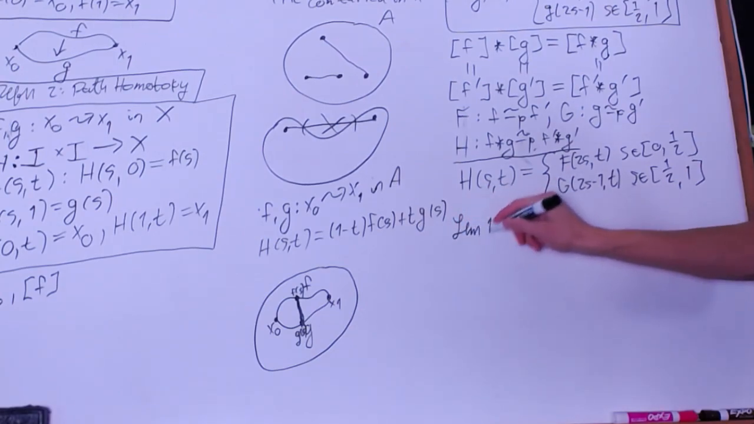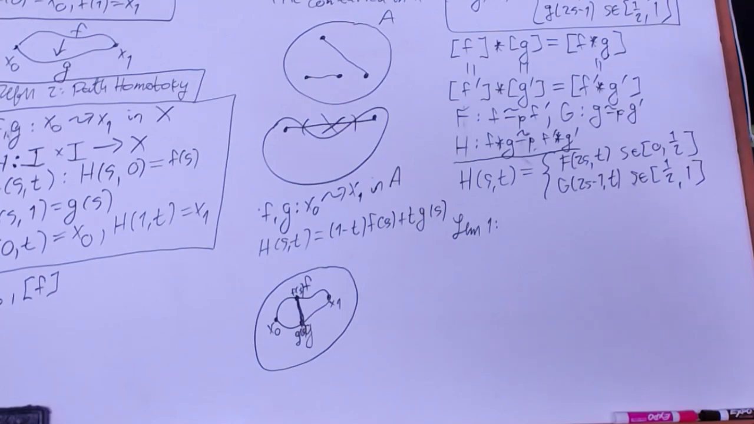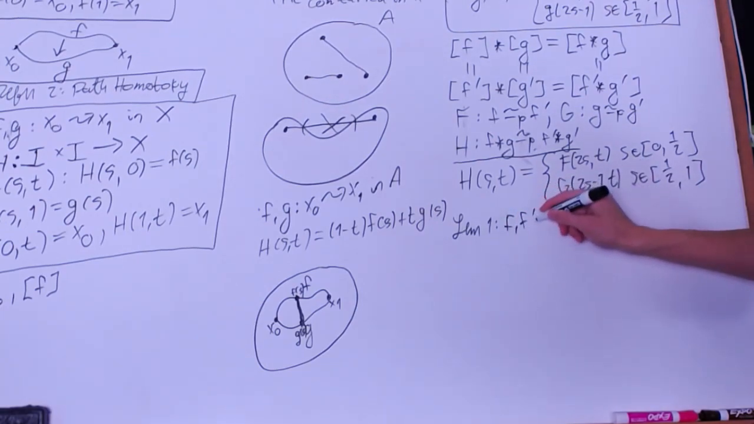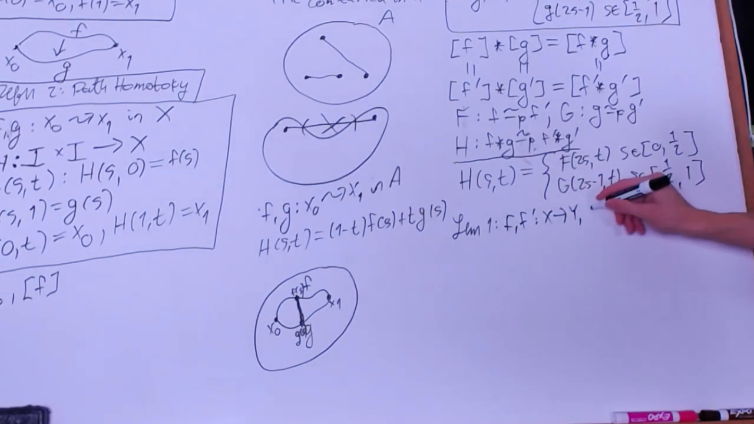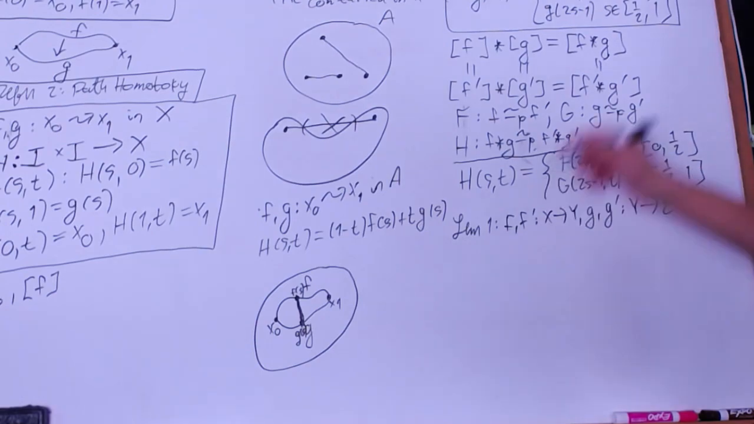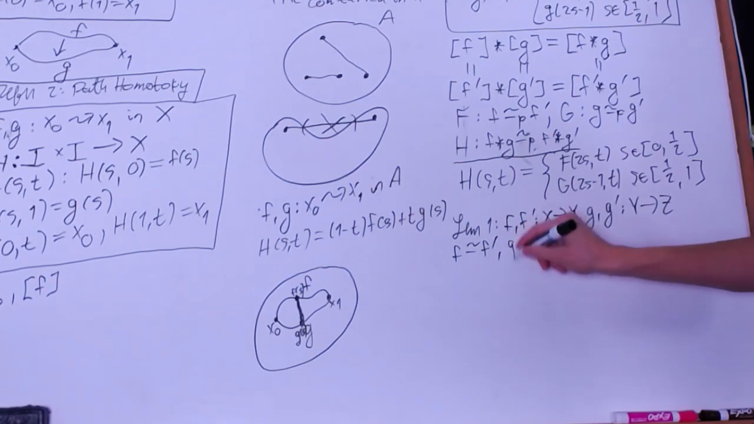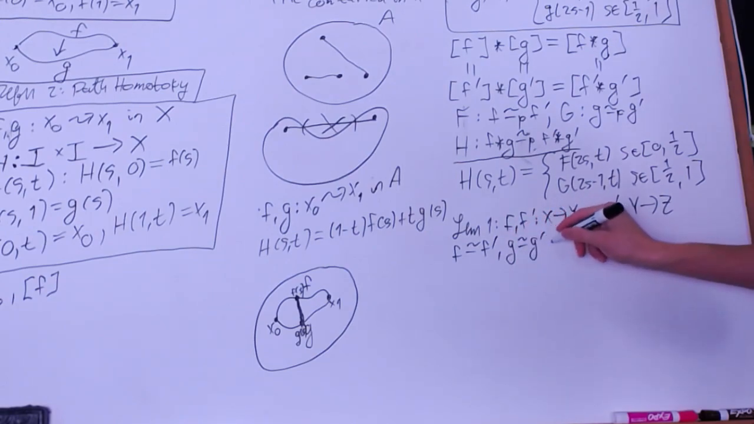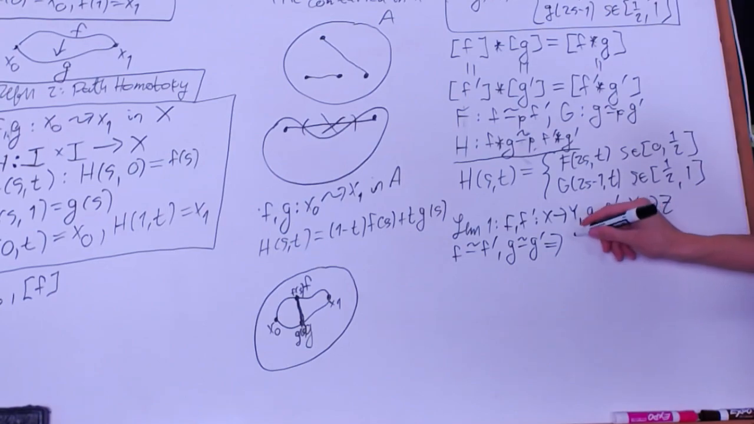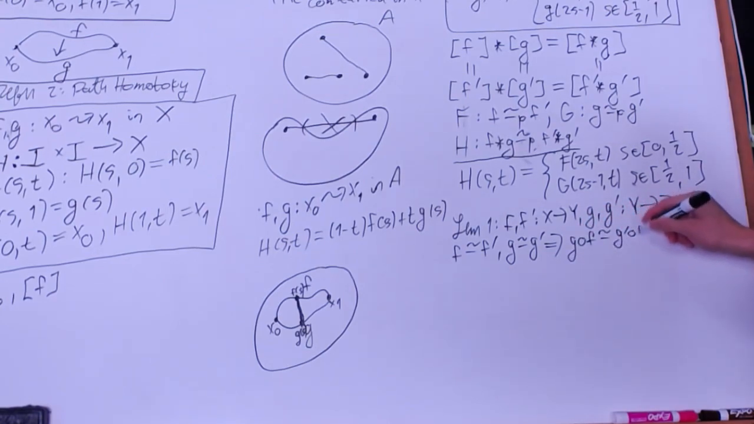Now, I'm going to prove a general lemma. I'll call it lemma 1. Now, this will be proving it for normal homotopy, but you can almost immediately show that it's also true for path homotopy. The lemma states that if I have f and f prime, which are from x to y, and I have g and g prime, which are from y to z, and I also have it that f is homotopic to f prime, and that g is homotopic to g prime, then that means that g composed f is homotopic to g prime composed f prime.